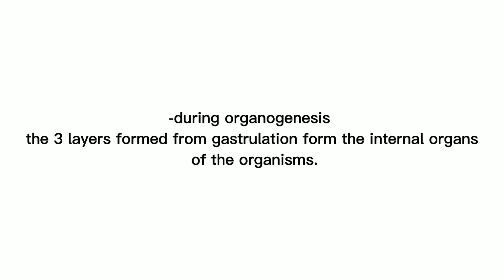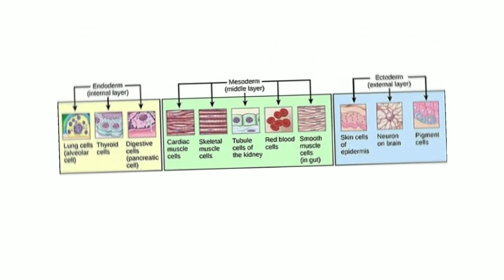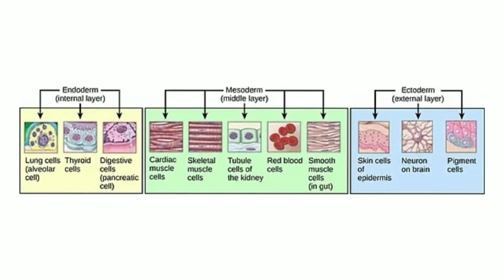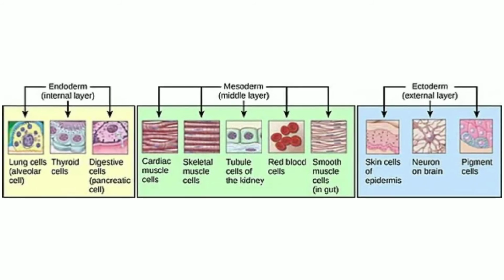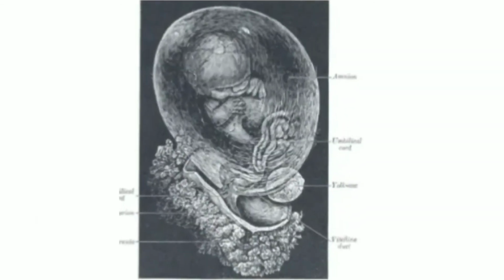Organogenesis is the process of organ formation during the first 2 months of prenatal development. During organogenesis, the 3 layers formed from gastrulation form the internal organs of the organism. These 3 layers are the endoderm, ectoderm, and mesoderm. The support system for the embryo develops rapidly, which are the placenta, umbilical cord, and the amnion.